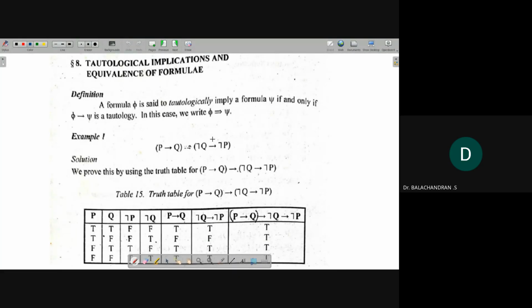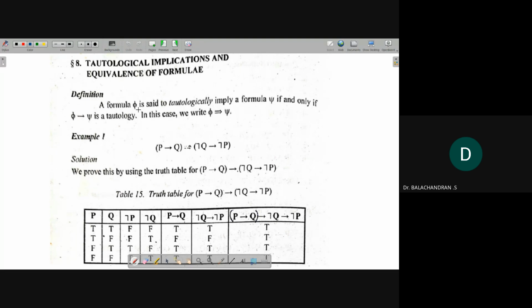Okay, so next concept and the last concept for today's class is tautological implications and equivalence of formula. It also depends upon the previous concept, tautology.